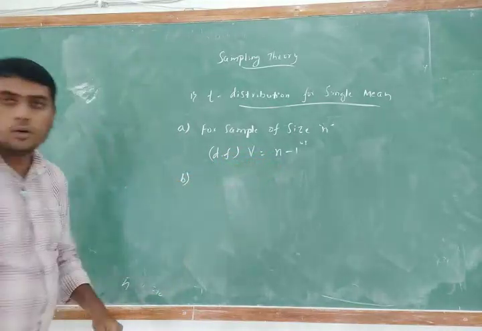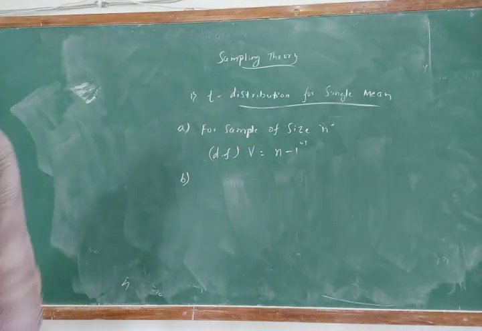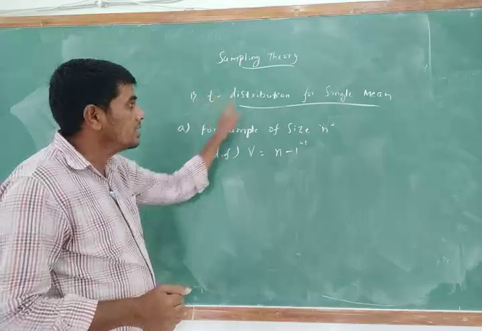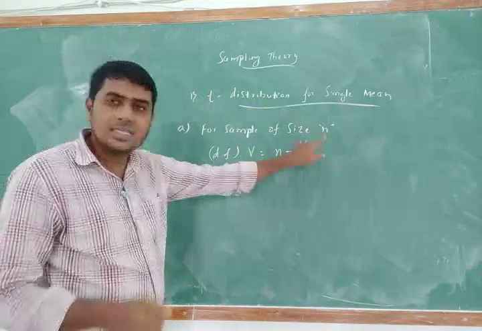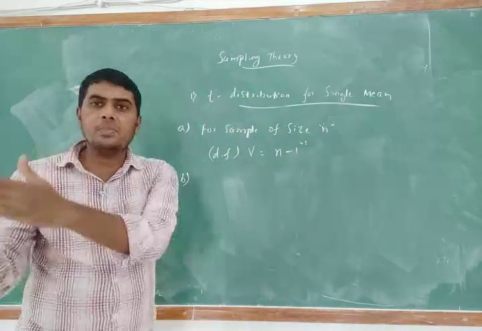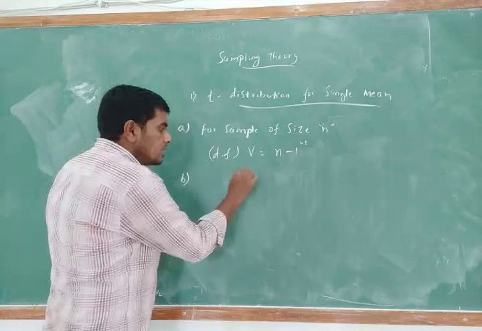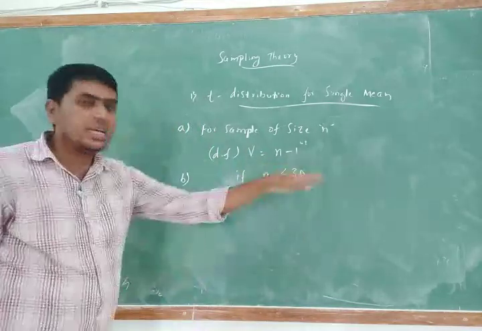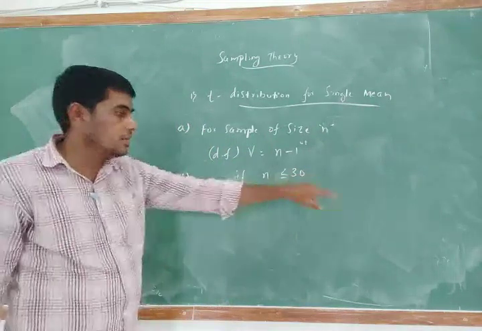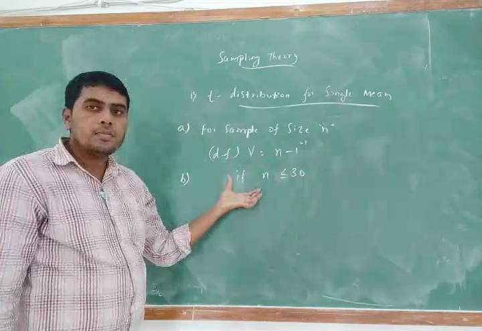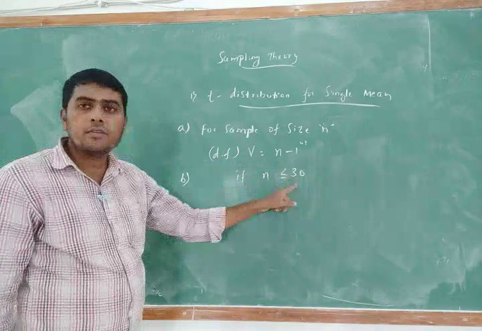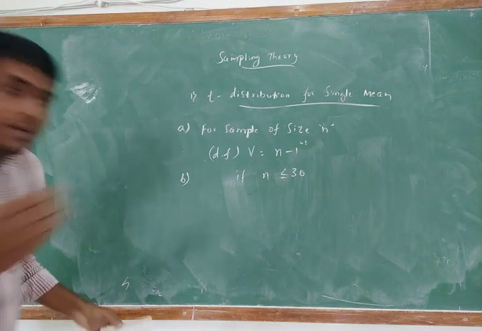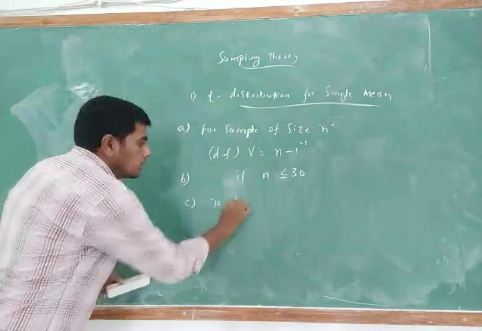Next, second note: there is a criterion for this. We apply this t distribution for a sample of size n, but n should be strictly a certain number, right? We apply it if n is less than or equal to 30. If it is greater than 30, we have another distribution in your syllabus. But this test must be applied if n is less than or equal to 30.